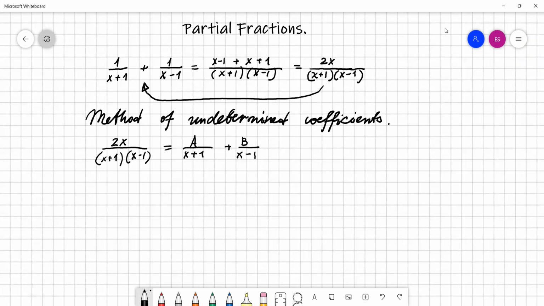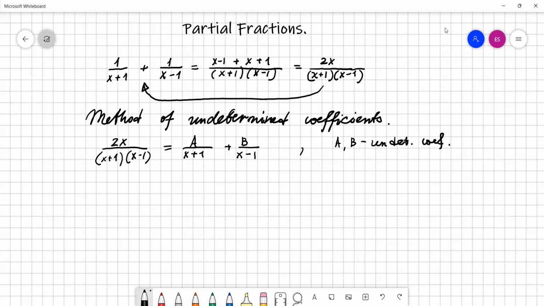Because if I combine these two fractions, eventually I'm going to get a fraction with denominator x plus 1, x minus 1, and something in the numerator. So a and b here are going to be these undetermined coefficients. My goal is to actually figure out what a and b were. And if I find them, I will be able to represent this fraction as two fractions. How do I find them?